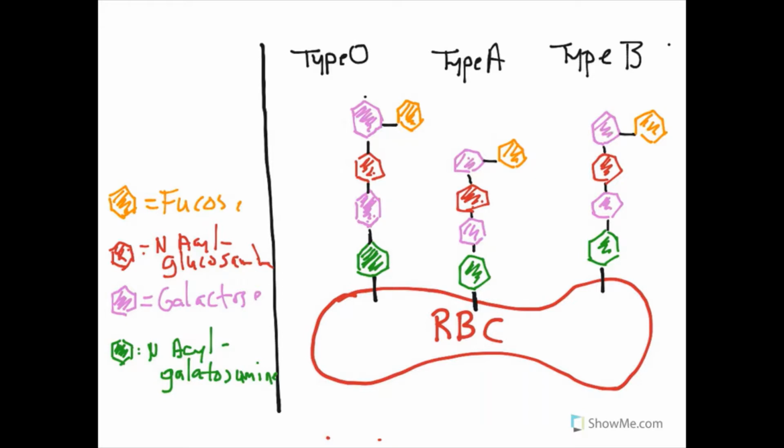So basically what you have is the O type serving as the building block for making A and B. A is going to get one extra thing here, and it is going to get an extra N-acyl galactosamine, and that is the carbohydrate that makes A. And then what B will do is B is just going to get one extra galactose here, one extra galactose to make B. So this is the only difference: A has your N-acyl galactosamine and B gets the extra galactose. But everybody else is the same.